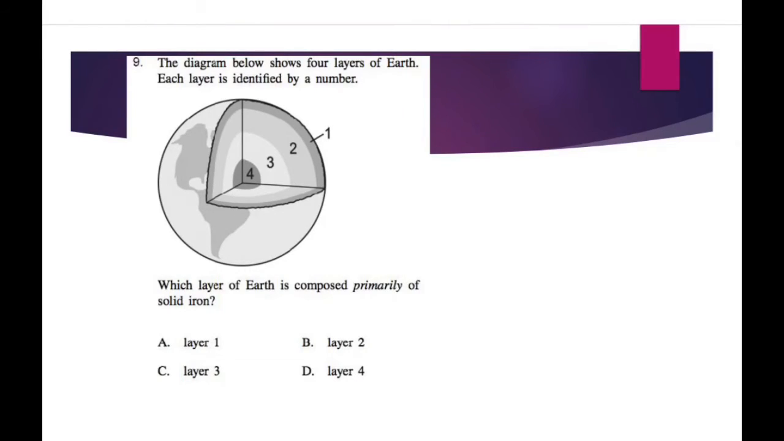Number 9, the diagram below shows 4 layers of Earth. Each layer is identified by a number: 1, 2, 3, and 4. Which layer of Earth is composed primarily of, keyword, solid iron? Iron is a metal, so we've got solid metal. Asking the same question over and over again here. Which one of those is solid metal? We know that the inner core is made of solid metal, and the inner core is, of course, on the inside of Earth. So that's going to be layer number 4.